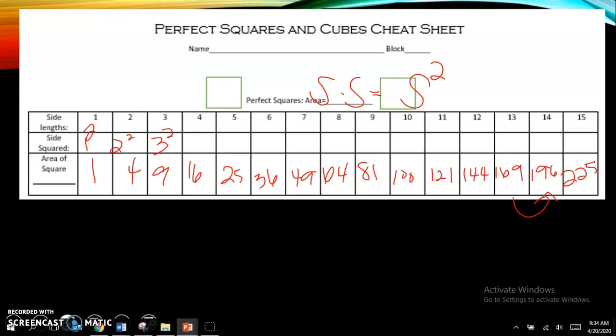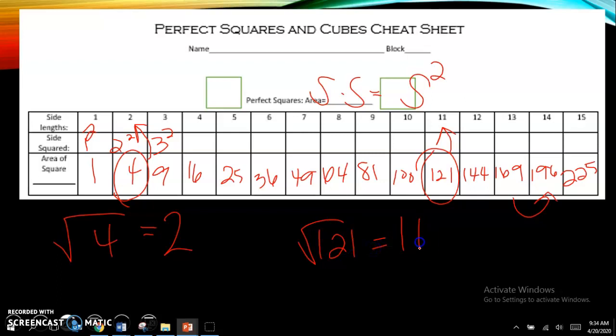And then we kind of talked about square root. Well, square root is this little radical symbol. What if I asked you for the square root of 4? Well, if I'm asking you for the square root, I'm asking you what was that side length. Well, if I look here at 4, and I want to know what the side length is, the number at the very top. Well, what is the square root of 4? It's 2. What is the square root of 121? That's going to be 11. Vice versa, 11 squared is the side times the side, and that gives me the perfect square area, which is 121. I hope that makes sense.